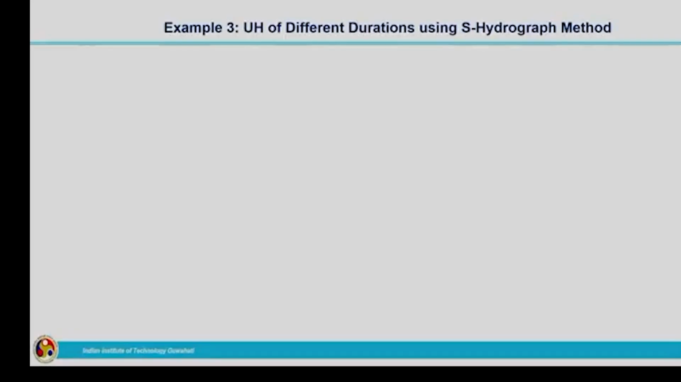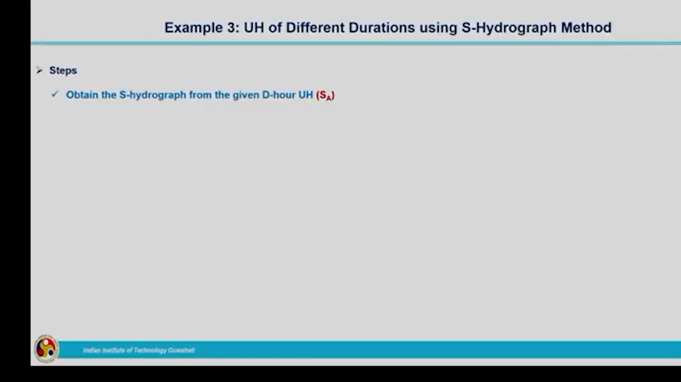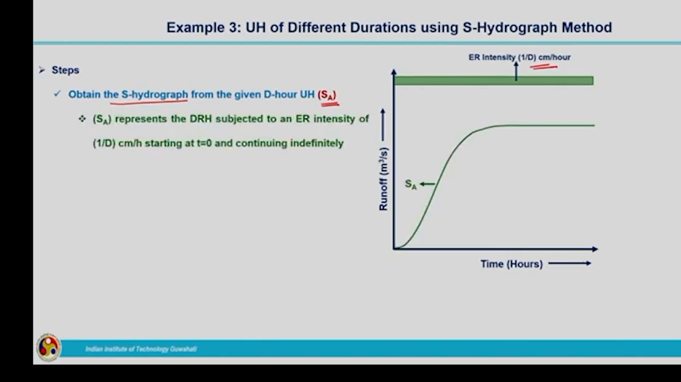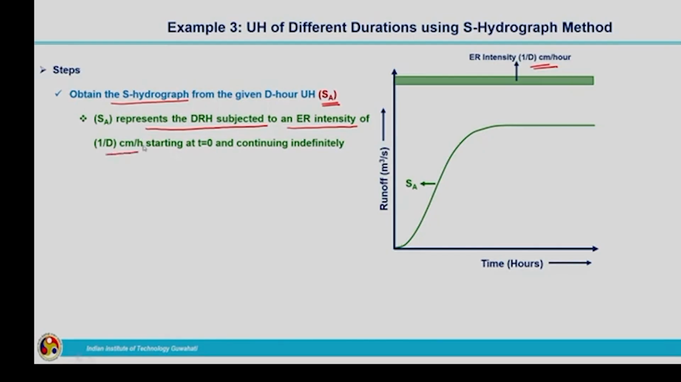Before moving on to solving the example, let us have a revisit into the steps involved. First, from the unit hydrograph, we will be finding out the S hydrograph, that is denoted by SA. So, this is our effective rainfall intensity having 1/d centimeters per hour, that is producing the S hydrograph SA, and SA is representing the direct runoff hydrograph subjected to an effective rainfall of intensity 1 by d centimeters per hour, which is starting at time t equal to 0 and continuing indefinitely.